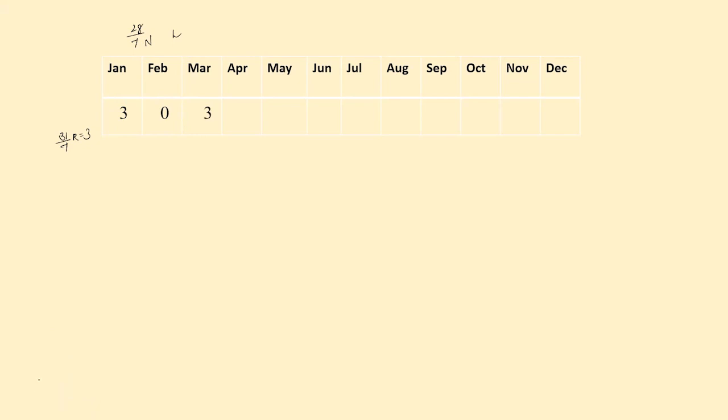So April will have 30 days. 30 days means 30 divided by 7. It goes exactly 4 times. Remainder is going to be 2. So now we know that if it has 31 days, the number of odd days is 3. If it has 30 days, the number of odd days is going to be 2. So here April, which has 30 days, will have 2 odd days.